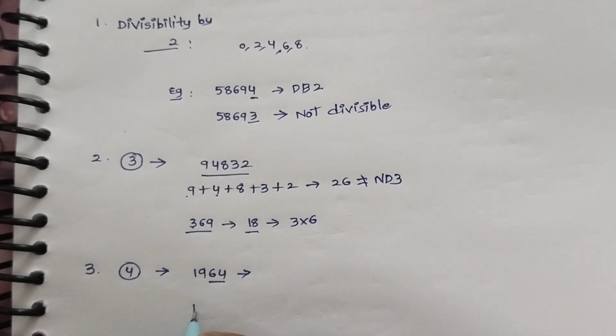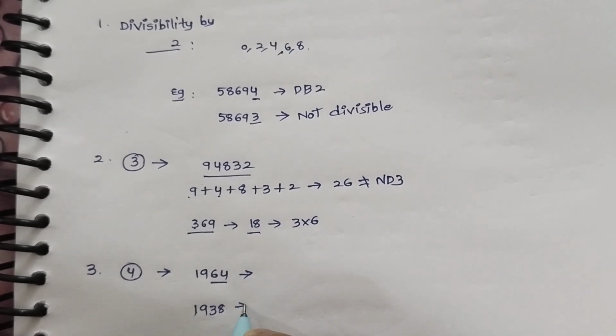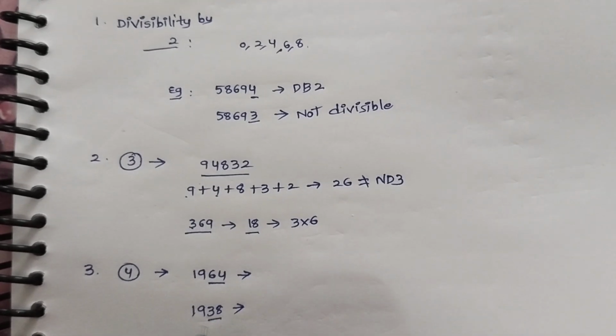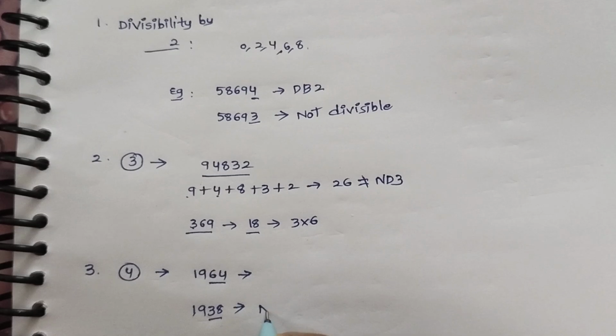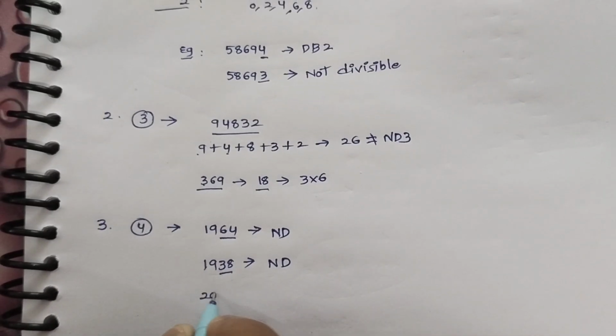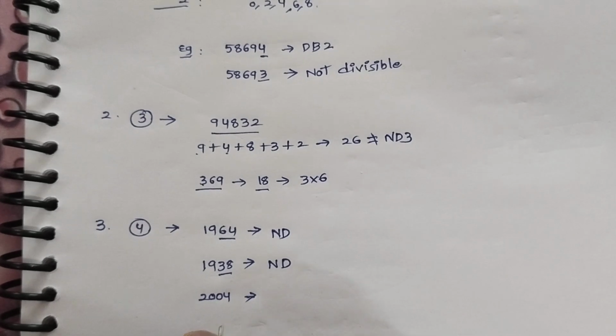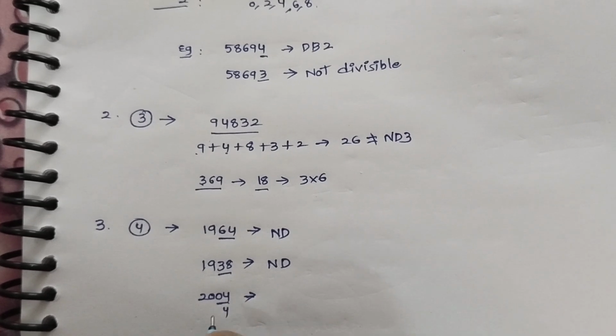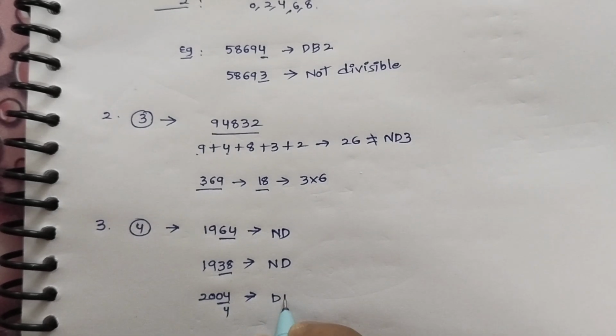Another example, 1938. The last two digits, 38, are not divisible by 4. So the entire number is not divisible by 4. Let's take another example, 2004. The last two digits, 04, are divisible by 4. So the entire number 2004 is divisible by 4.